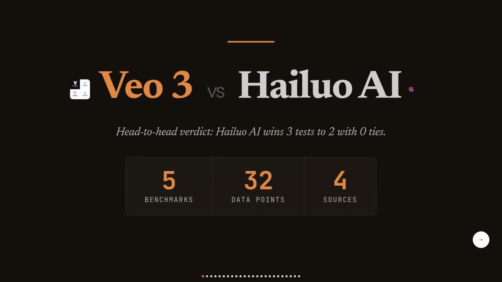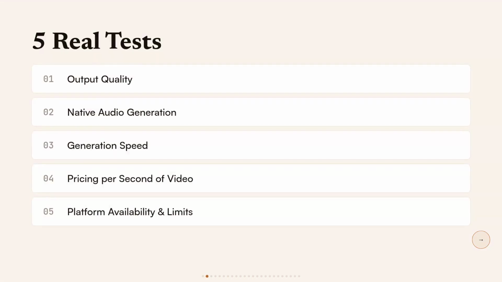You render 50 clips with Veo 3, then open the invoice and realize Hailuo AI would have cost you less than half that. Same output, very different bill. Veo 3 is Google's flagship quality-first model. Hailuo AI is Minimax's fast, cheap alternative. So which one is actually the safer pick for your workflow?